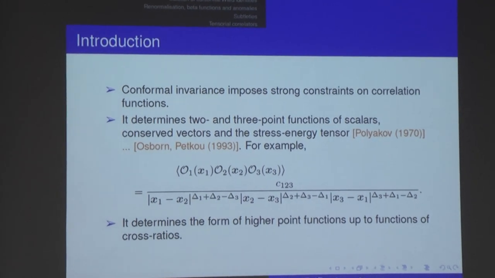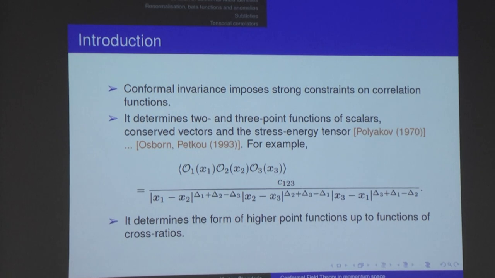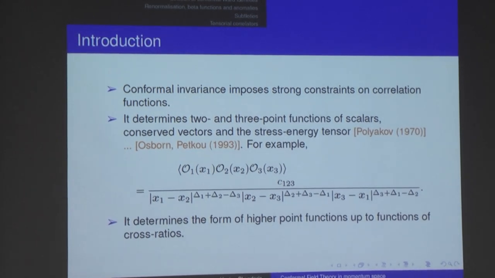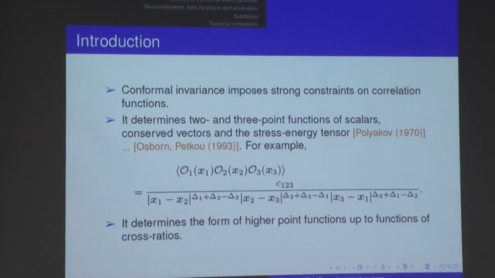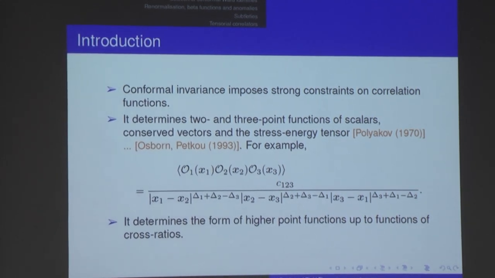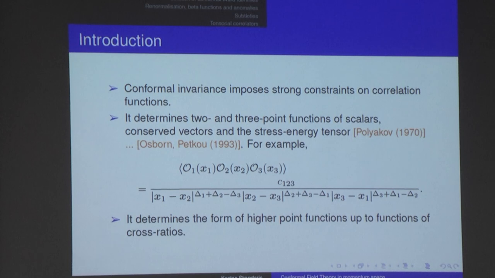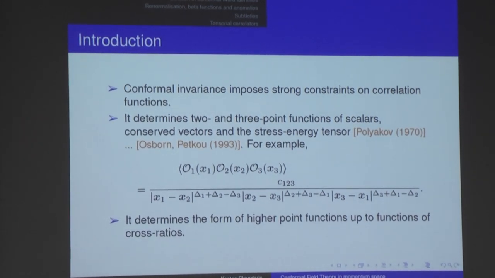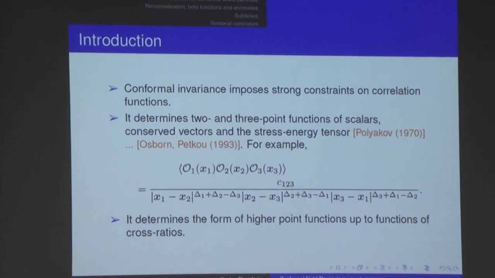After that paper, there was a lot of work leading to the paper of Osborn and Petkou, where they put all the constraints in the general case. And if you go to higher point functions, these are also determined up to functions of cross ratios, which was also understood already back in the 70s by Polyakov and other people.